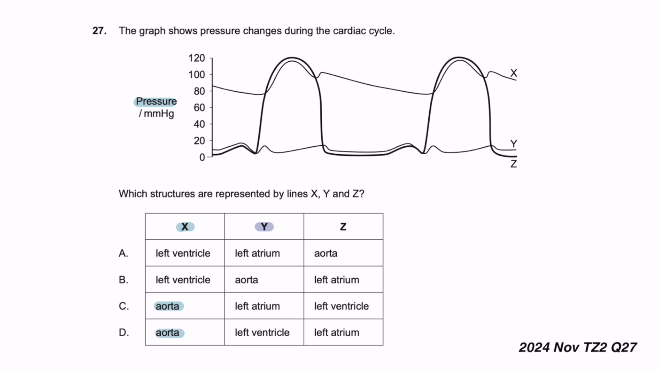The pressure of Y always remains low, so Y is the left atrium because the atrium has a thin cardiac muscle wall, so it can only create low blood pressure. Z is the left ventricle because the left ventricle has a thick cardiac muscle wall, so it can create high blood pressure.